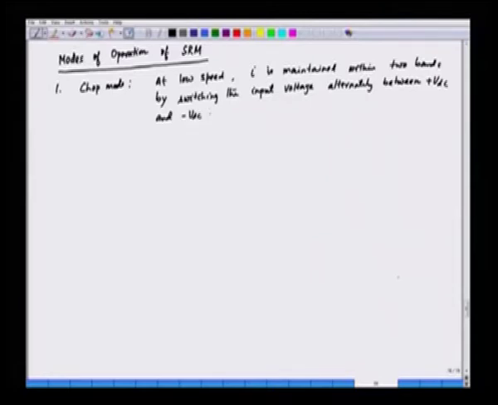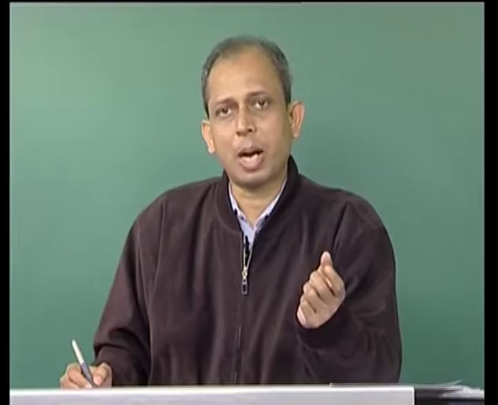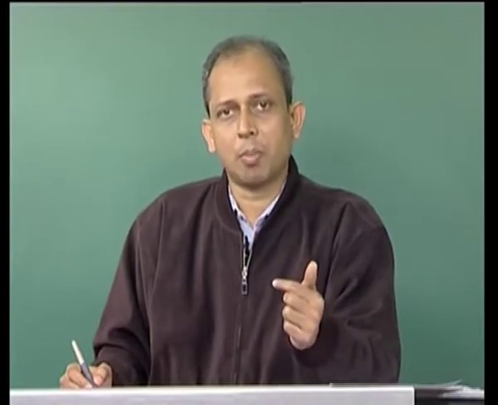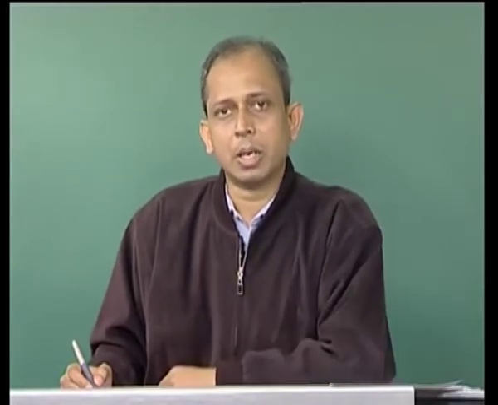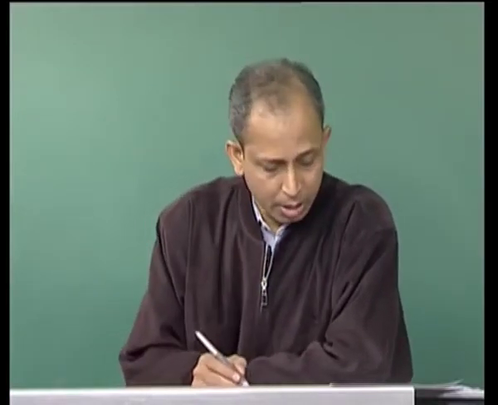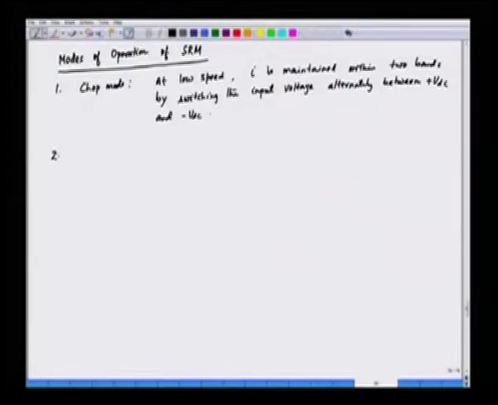So, we can have a power converter by means of which we can apply plus VDC to make the current rise and minus VDC to make the current come back again to the original value. So, it is maintained within a band, and this is for the speed omega less than omega b. Omega b is the base speed. So, up to the base speed we can go for chop mode.